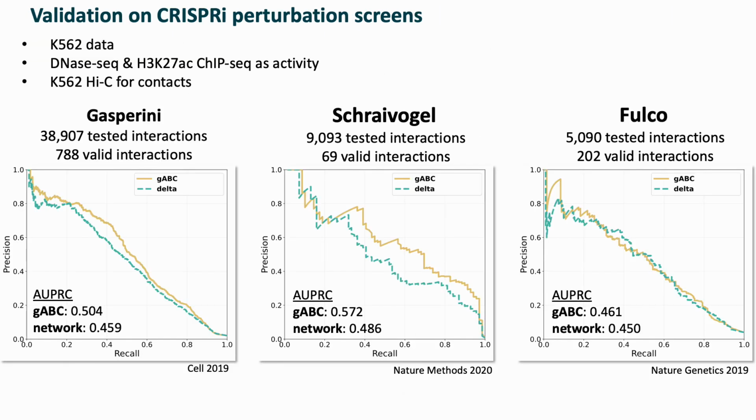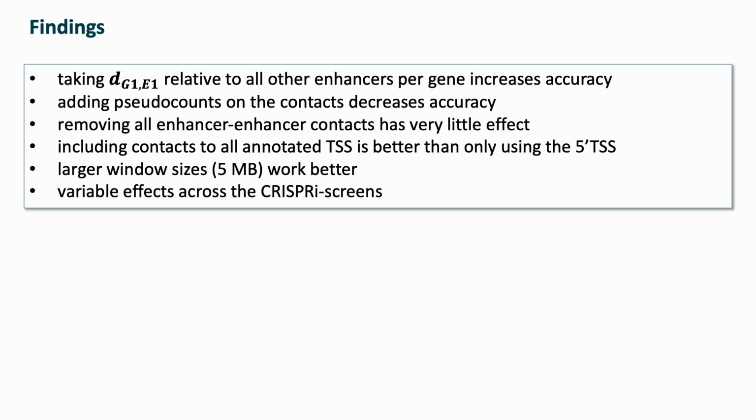To see how well this works, we tested this on 3 different CRISPR-i perturbation screens, so experimentally validated enhancer-gene interactions. And in yellow, you see here in the precision-recall curves the GABC score, so this was what we wanted to compare to. And the delta here is the score that we get from the network propagation. And as you see, it actually does not work as well as the GABC does. It goes in the same direction, it's not really that bad, but it doesn't reach the accuracy of the GABC.